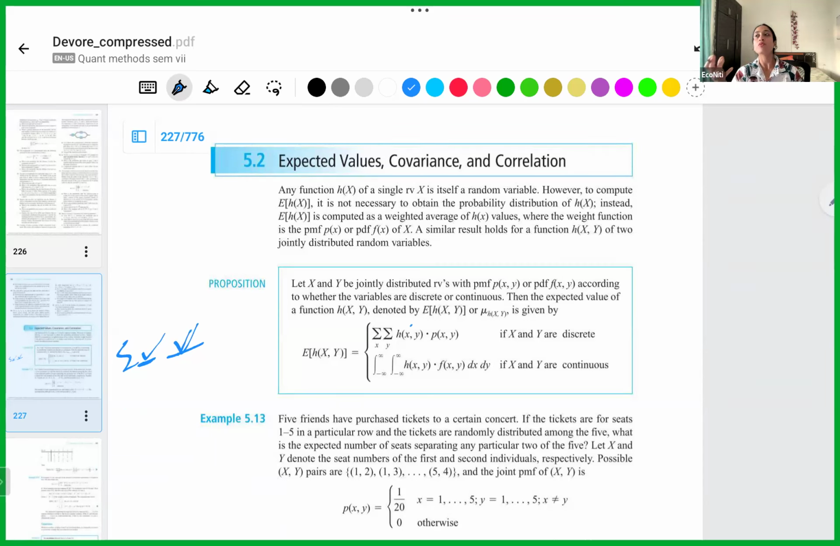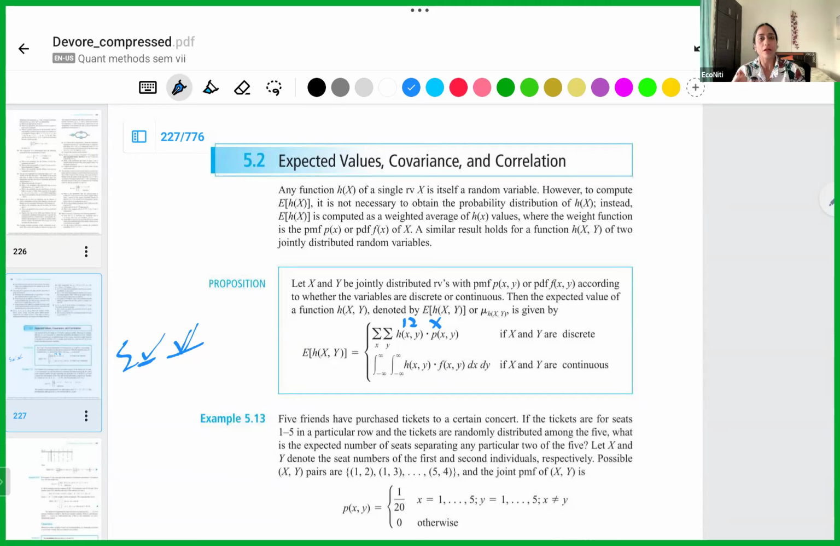So suppose we define a function of x and y, x plus y, right? Then whenever x takes a value, suppose 5, and y takes a value 7, your function takes a value 7 plus 5, 12. So then how will you do it? 12 times the joint probability of x taking a value 5 and y taking a value 7. You do this, and then you do these different combinations of all the possibilities, sum them up, you will have your expectation.